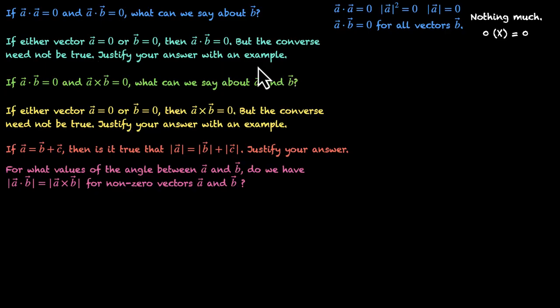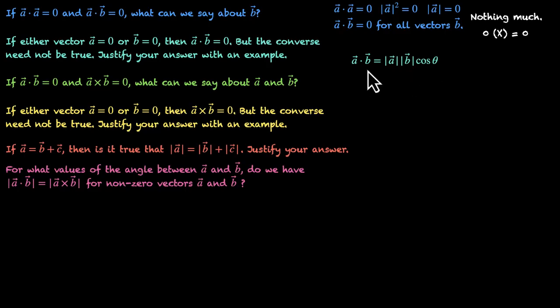So let's think about it. What this is saying is, if you have one of them as a 0 vector, then the dot product is 0. But if you have a dot product equal to 0, then this may or may not be true. The converse need not be true. So how do we explain this? Well, if you write the dot product as a vector dot b vector, that's equal to mod of a, mod of b, cos of theta, you actually see 3 terms. The first 2 are magnitudes, but the third one is the cos of the angle between them.